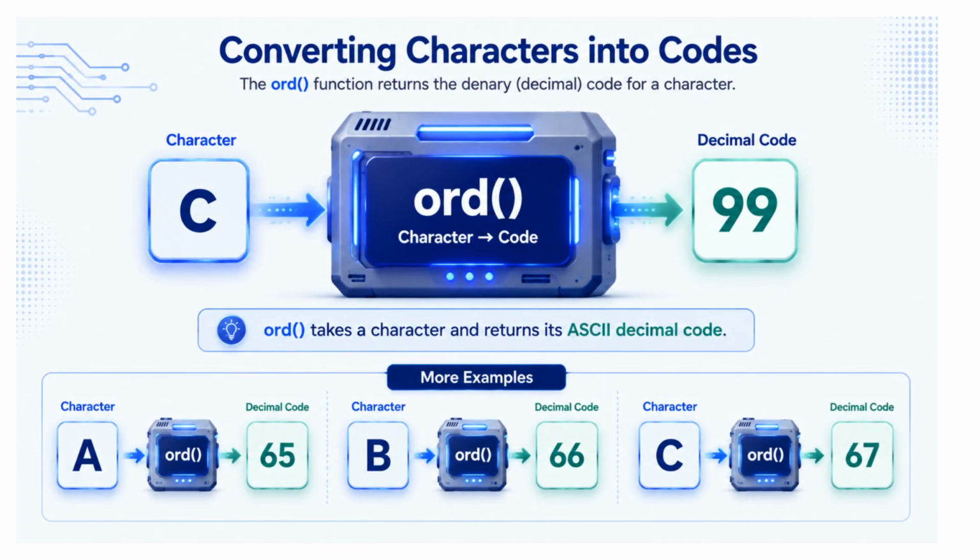Now, let's learn how to convert a character into its numerical code. For this, we can use the ORD function. The ORD function takes a character and returns its decimal character code. For example, lowercase c has the decimal code 99, so ORD c returns 99. We can do the same with other characters. Uppercase A gives us 65, B gives us 66, and C gives us 67. So remember, ORD converts a character into its corresponding numerical code.